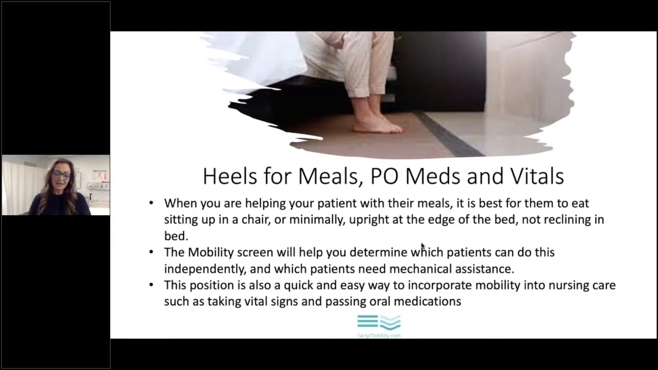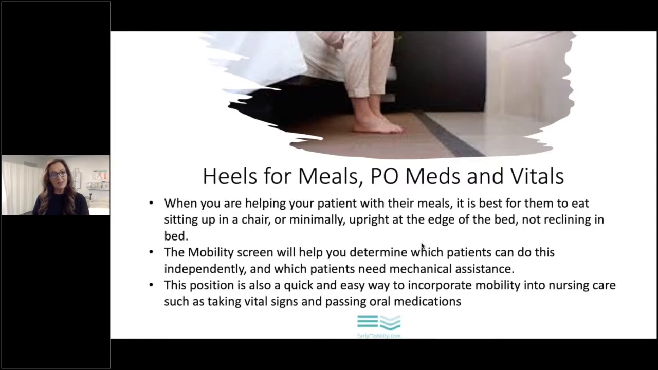What this means is that if you're going to give vital signs at 8 a.m., you can tell your patient, at 8 o'clock, I'm going to begin to do vital signs. I want you to sit up at the edge of the bed for 10-15 minutes. So 7:45, sit up at the edge of the bed and just work on your endurance. And I will be in at 8 o'clock to take your vital signs.